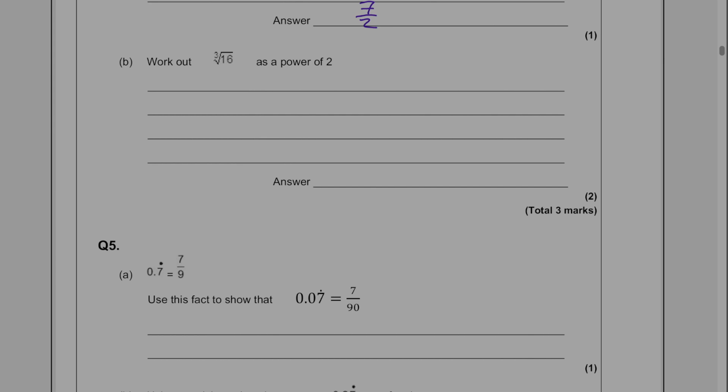Right, part B, work out the cube root of 16 as a power of 2. Right, well, I'm going to start by saying that cube root is the same as a power of a third. And then 16 is 2 to the power, well, we've got 2, 4, 8, 16. So it's 2 to the power 4. And then when we've got a bracket within our indices, we multiply the powers. So that's going to become 2 to the power 4 thirds.